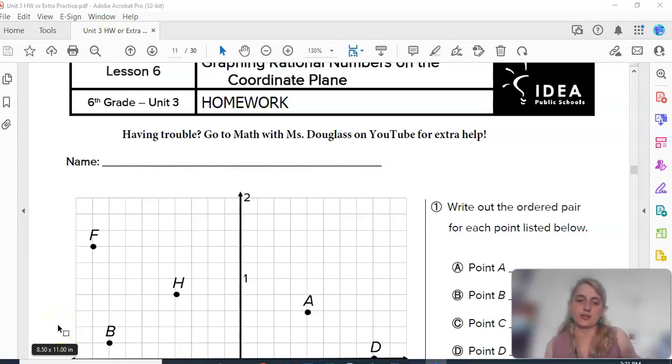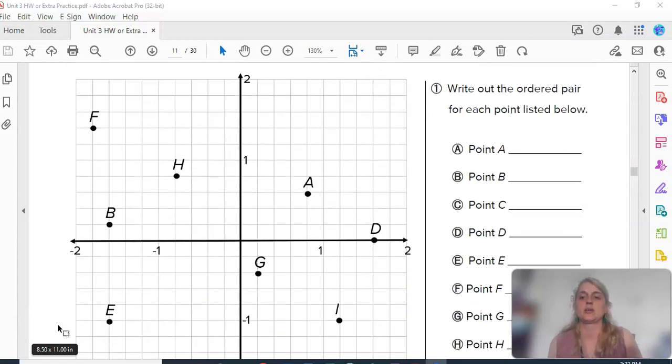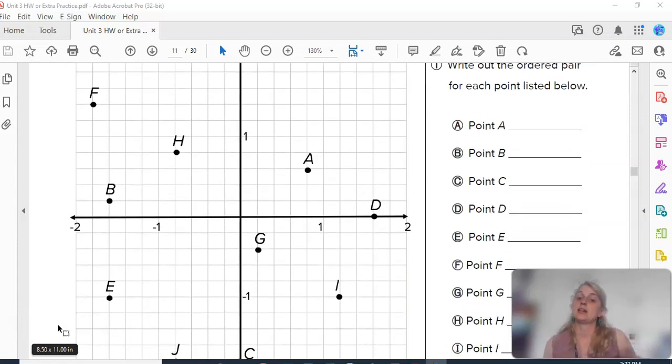All right, so the first half of our homework is graphing. We're going to write out each ordered pair. It does not say if we have to do fractions, decimals, or mixed numbers, so you get to choose.